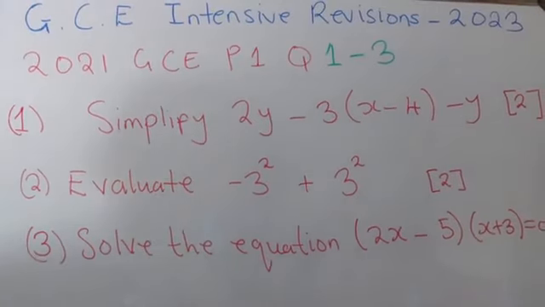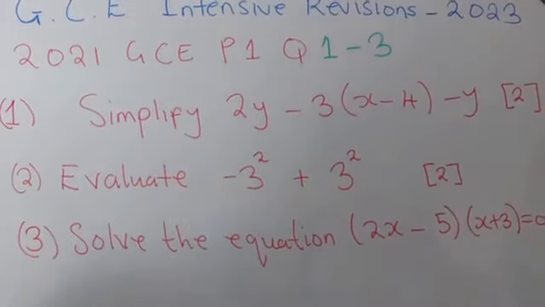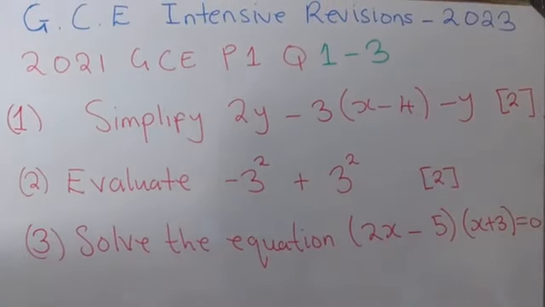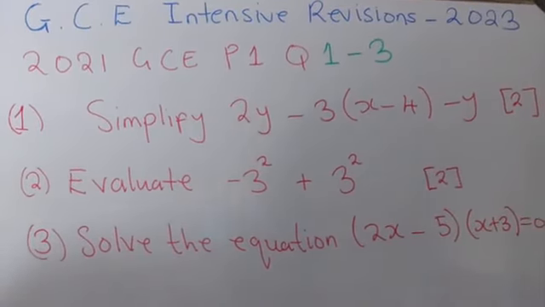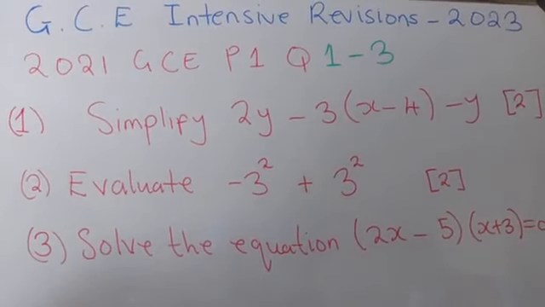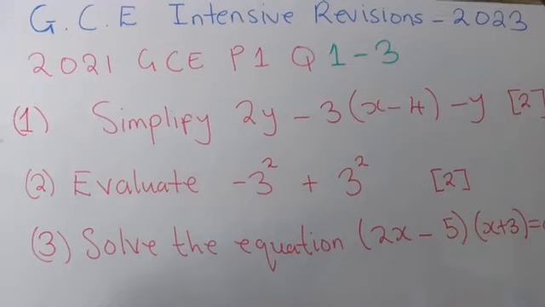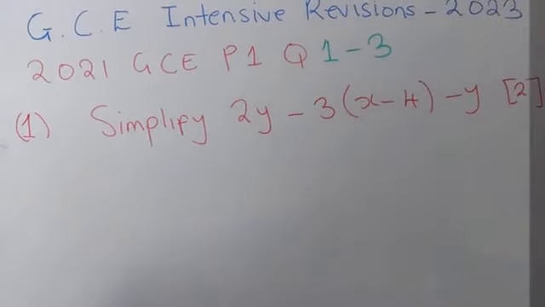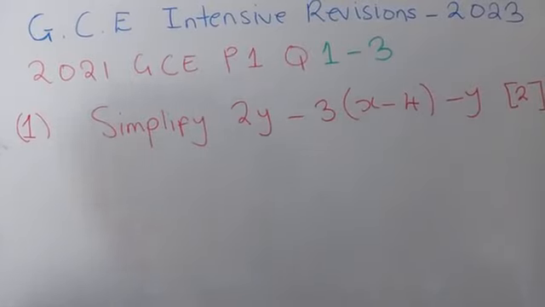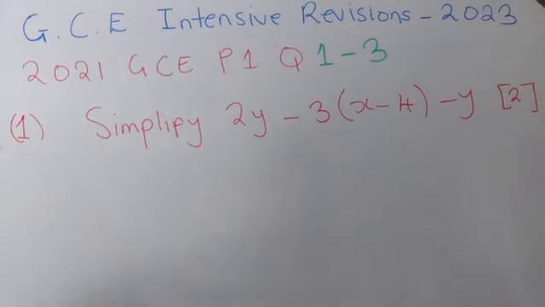Lastly, we have the third question there where they are asking you to solve the equation (2x minus 5)(x plus 3) equals 0. So let's see how best we can answer these questions. All right, so let's now get started. So starting with question 1, they are saying simplify.